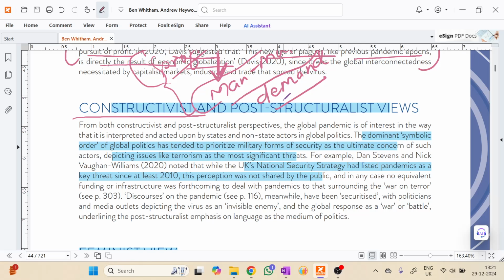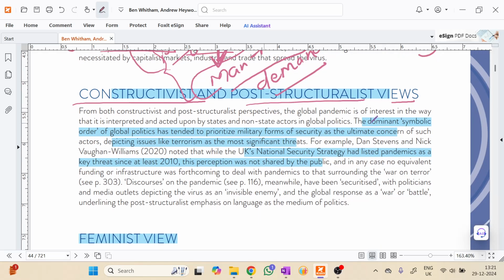Then let's see the constructivist and post-structuralist views. The dominant symbolic order of global politics has tended to prioritize military forms of security as the ultimate concern of world actors.